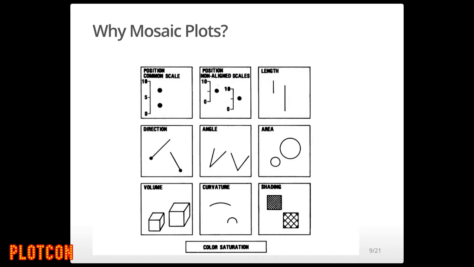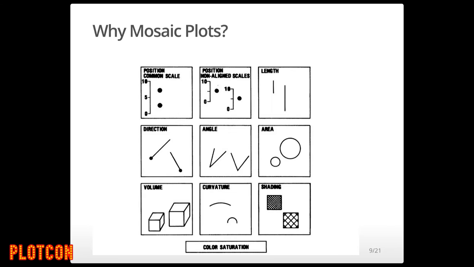And while the visual comparisons within mosaic plots, which are area to area, are not as robust as those within bar charts, where we're comparing length along a common baseline, mosaic plots can still be useful in situations where, say, space is limited, or potentially as a starting view of multidimensional part-to-whole data sets.